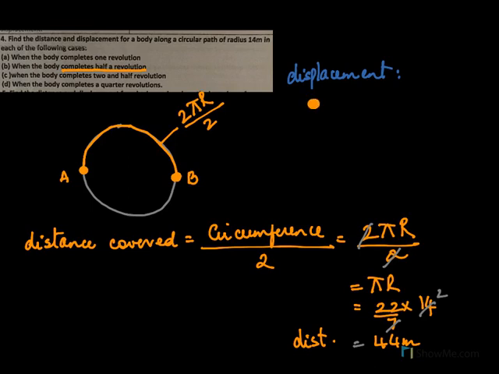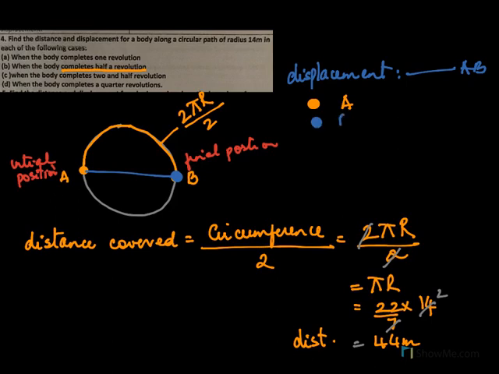Our initial position we know is A, and the final position, now the object has come to B. Here the object is B, the final position. This is the initial position, that is A, and this is the final position, that is B, and the distance between them, that is AB, will be the displacement. AB is the displacement.